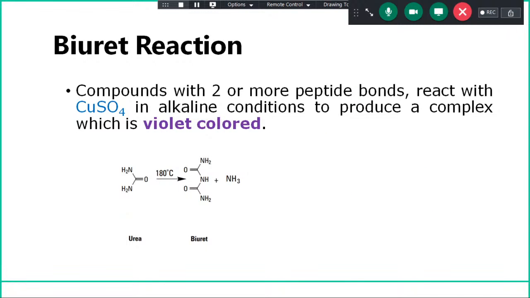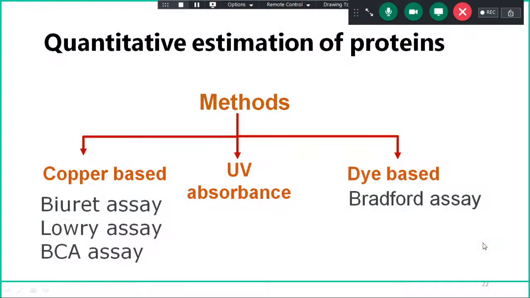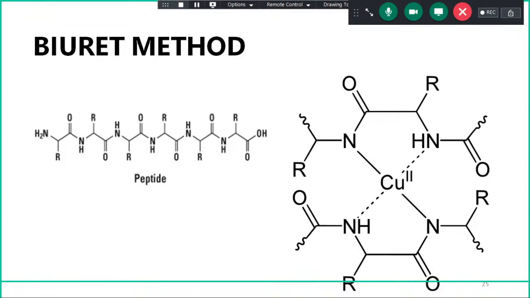In the last class we considered the yellow color as positive, because it is given by proline, which is an imino acid, not an amino acid. So this ninhydrin test very specifically gives a different color, that is yellow, when proline is present.